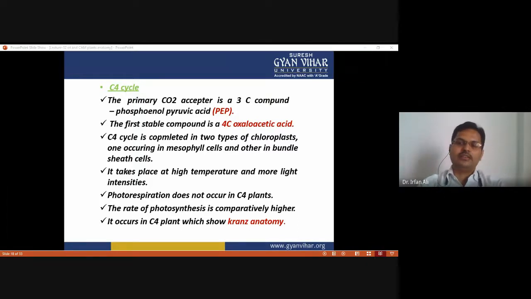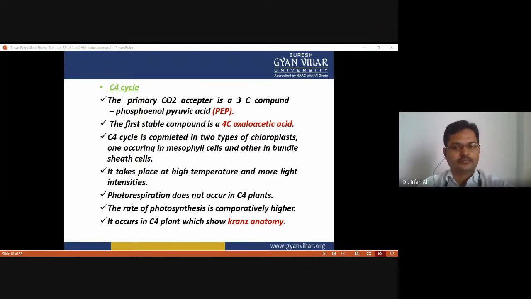The C4 cycle is completed in two types of chloroplast. First is the small size of chloroplast, another is the large size of chloroplast, one occurring in the mesophyll cells and the other in the bundle sheath cells. And it takes place at high temperature and more light intensity.